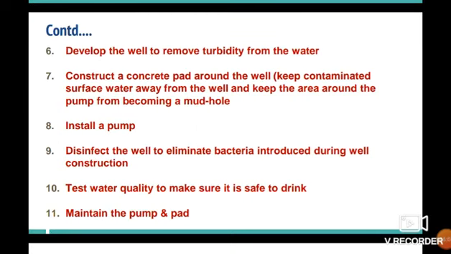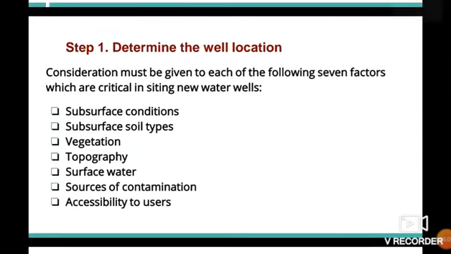So these are the several steps for the proper construction of a well. Now we will move on to each of the steps. First one is determining the well location. The location of the well depends upon many factors such as subsurface conditions, subsurface soil types, vegetation, topography, surface water, sources of contamination, and accessibility to users. So all these factors will affect the selection of location.